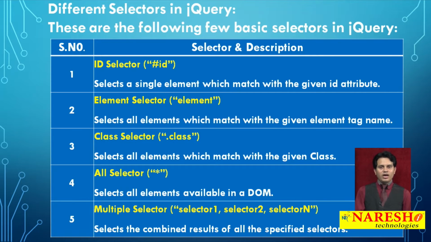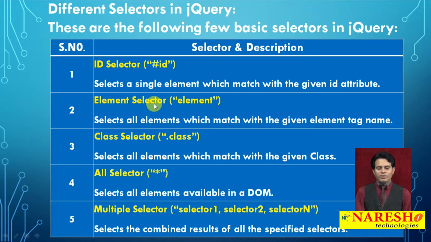Those basic selectors are five. Number one is called the ID selector, which is used with the hash symbol followed by the value of any element's ID attribute. It indicates selecting a single element which matches the ID attribute value. So it selects a single element which matches the given ID attribute.